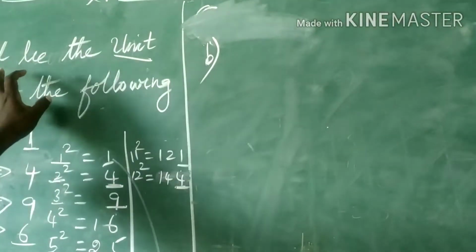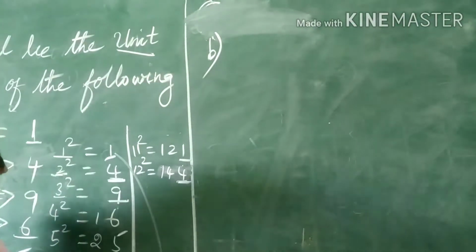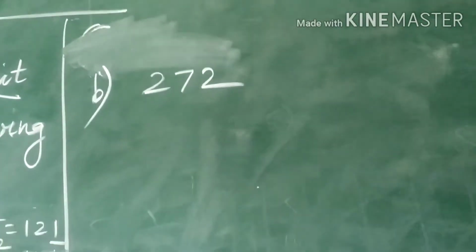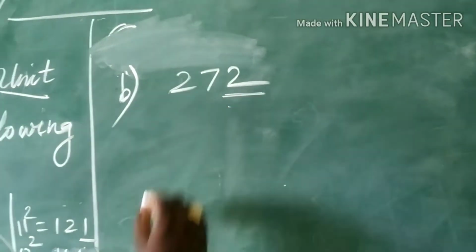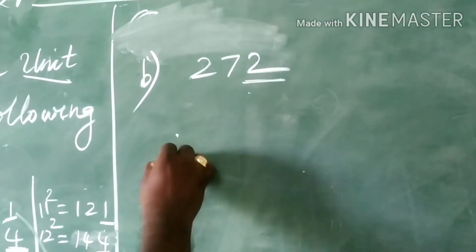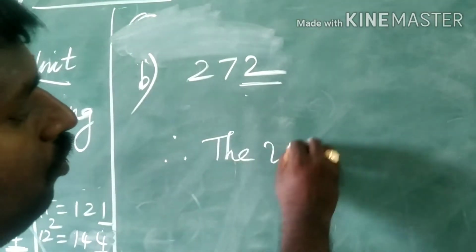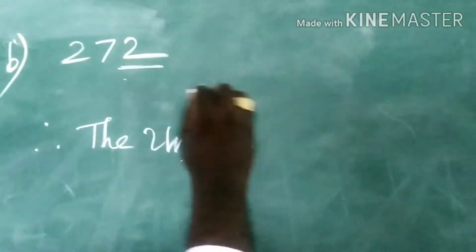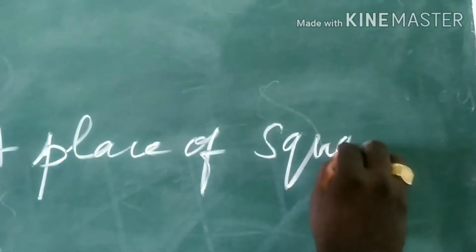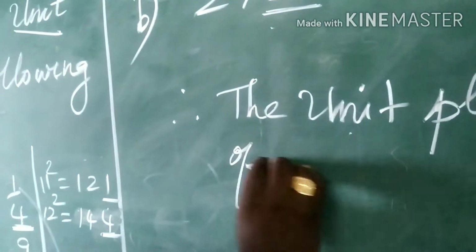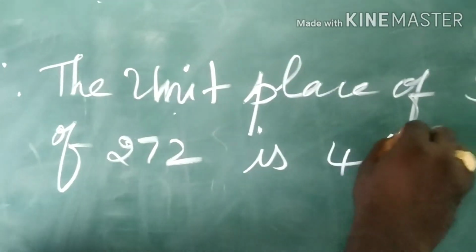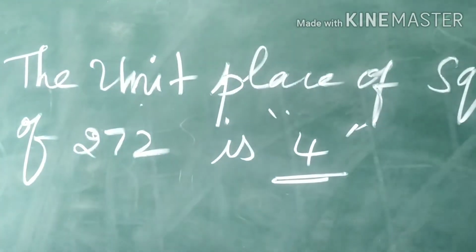The same question, the second sum, 272, is given. Here the unit place value is 2. If you square 272, it ends with 4. So you simply write: the unit place value of the square of 272 is 4. Is it clear? The same way you have to solve the remaining sums.